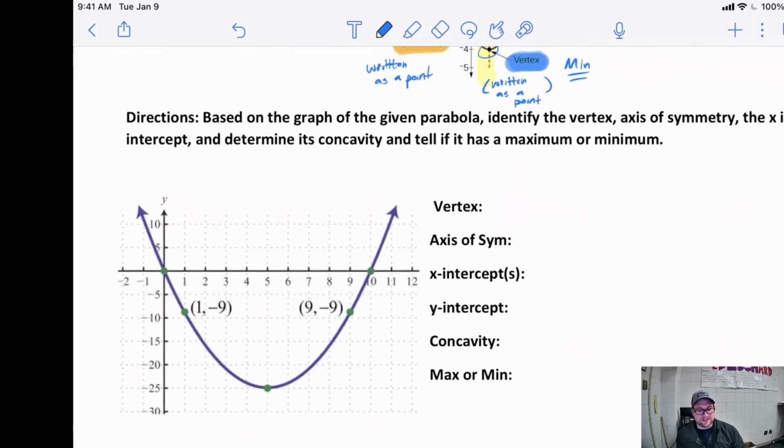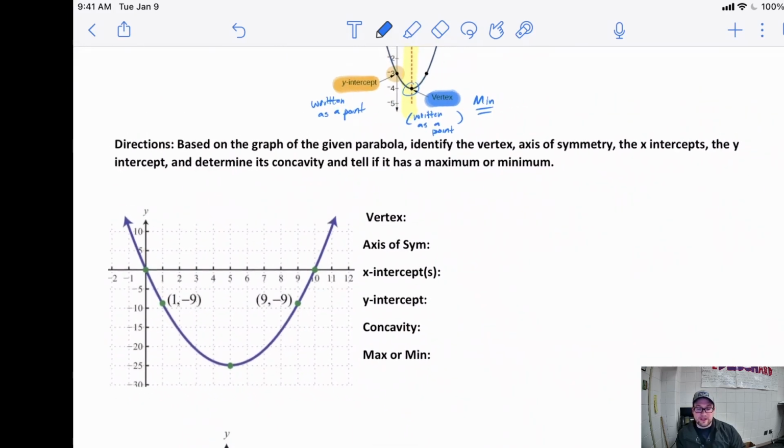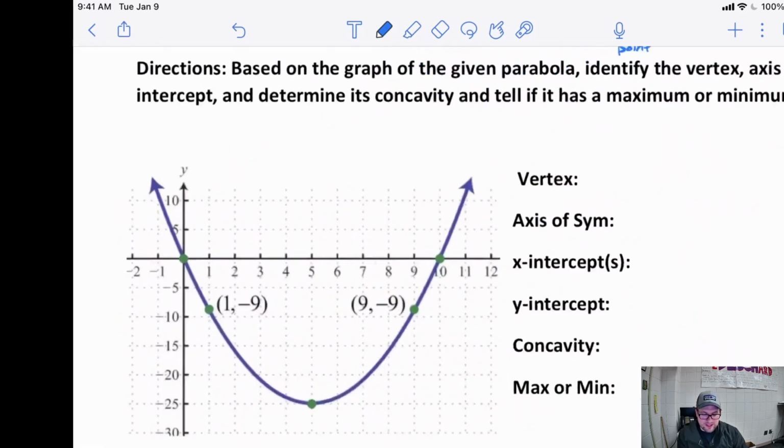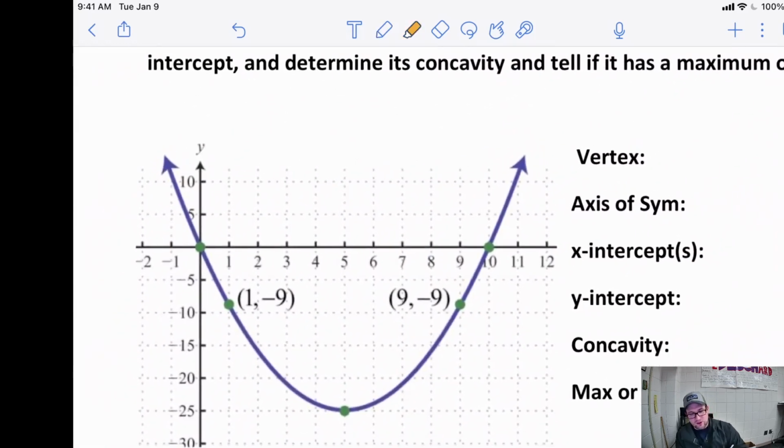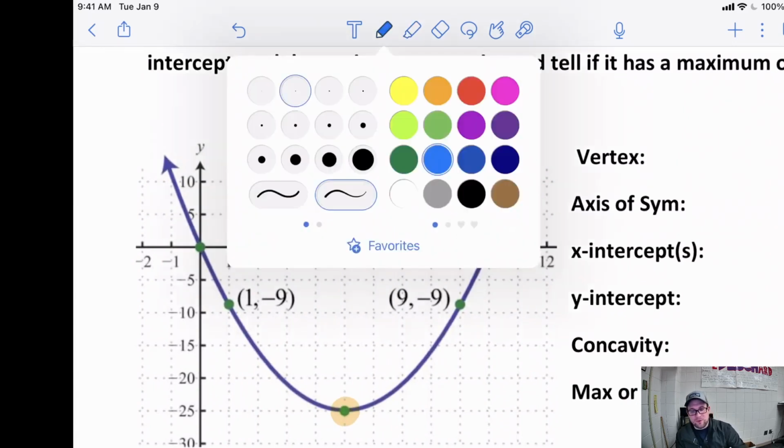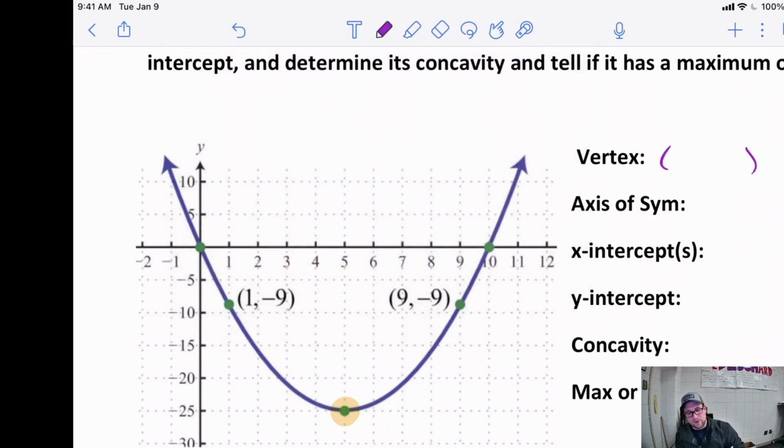So here's a new graph for us to consider. It says, based on the graph of the given parabola, identify the vertex, the axis of symmetry, the x-intercepts, the y-intercepts, and determine its concavity and if it has a max or a min. So the first thing it wants to tell us about is the vertex. So in this problem, I can see my vertex is right there. It's always that high point or the low point. And remember, when we write this out, we always want to write it as a point. So it looks like the x-coordinate of our vertex is 5. And it looks like the y-coordinate of our vertex is negative 25. So 5, negative 25 will be our vertex.